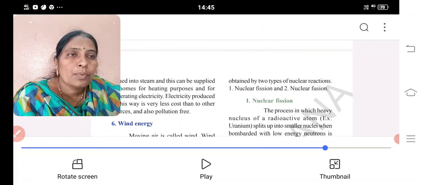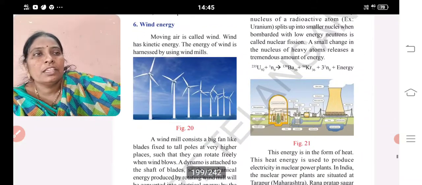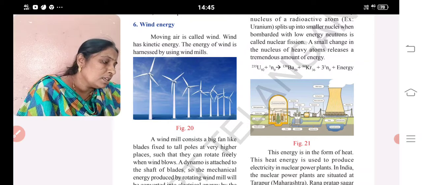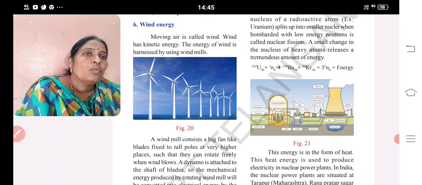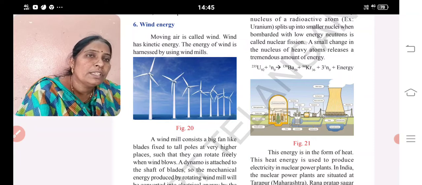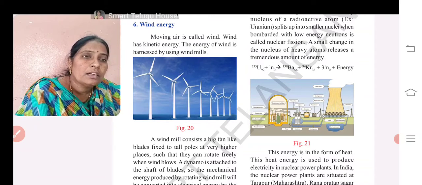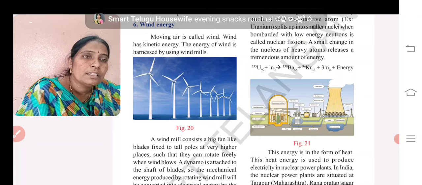Nuclear fission is the process in which the heavy nucleus of a radioactive element like uranium splits into smaller, lighter nuclei when bombarded with neutrons. Elements like uranium undergo splitting into smaller nuclei when reacted with a neutron, and this process is known as nuclear fission. The energy is released in the form of heat, and it is used to produce electricity in power plants.